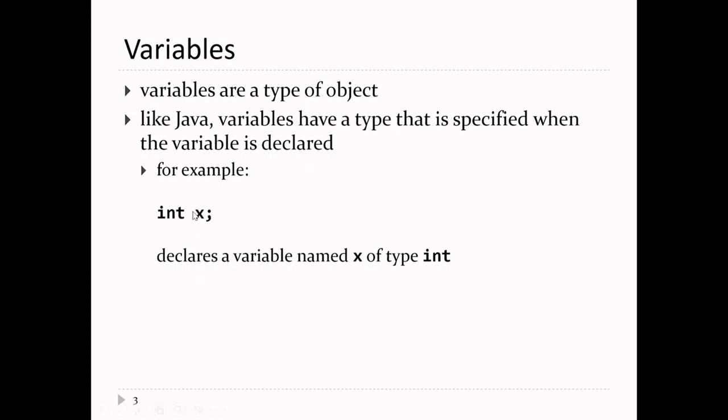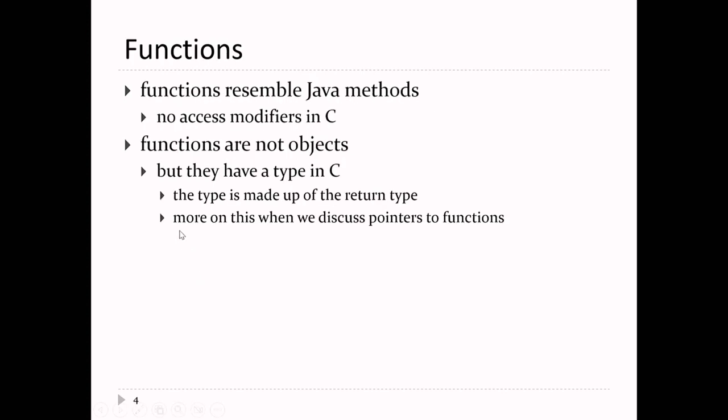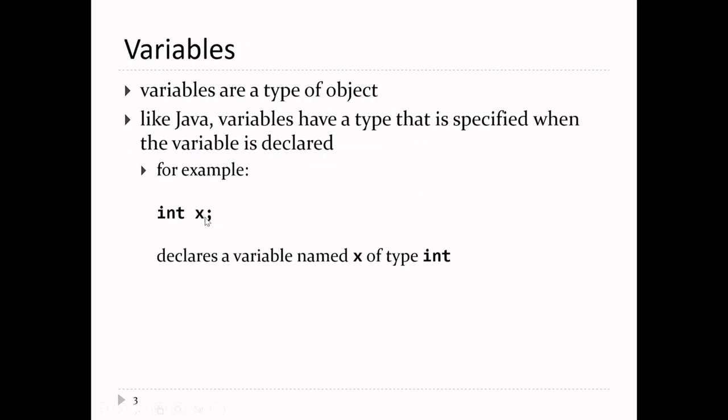Now in C, this also causes memory to be allocated for this int value x. So when you say int x, you actually get a chunk of memory. That memory can be interpreted as holding an int value. So you don't end up writing something like new, like you would in Java to make a new object. I'm going to show you more basic types as we move along.